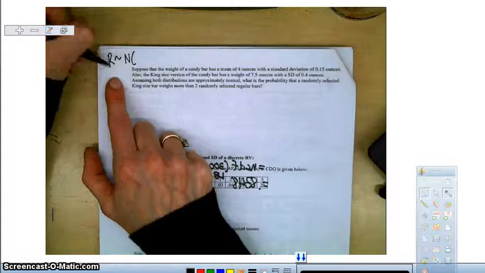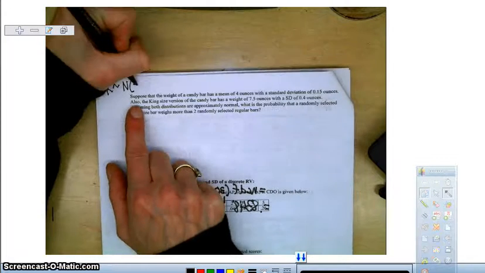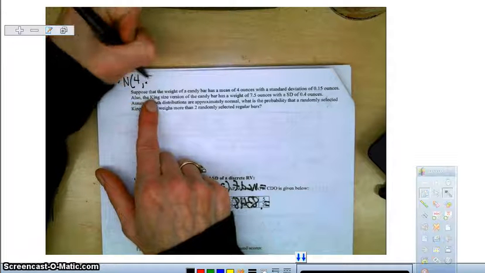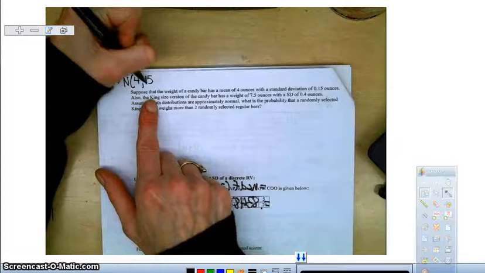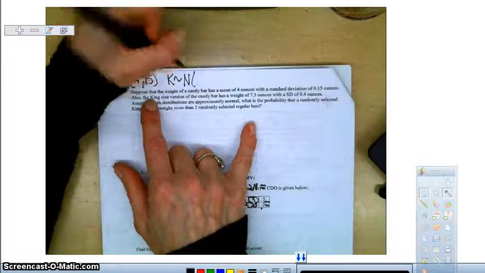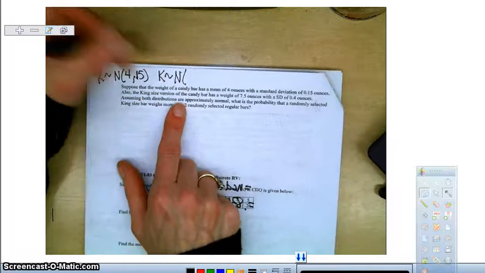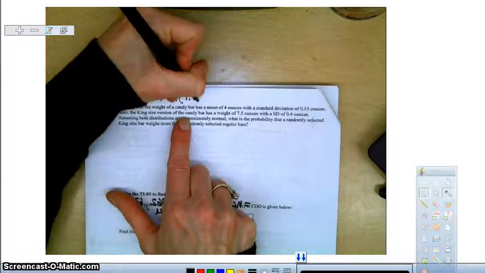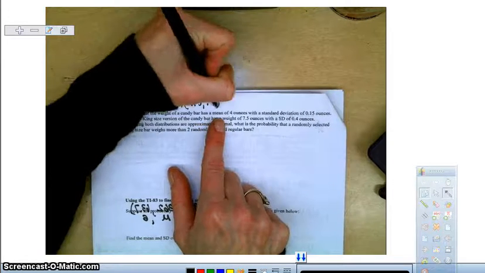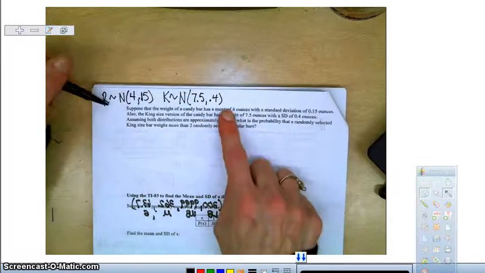The regular size candy bar was normally distributed with a mean of 4 and a standard deviation of 0.15. And a king size candy bar is approximately normally distributed with a mean of 7.5 and a standard deviation of 0.4. Okay, so these are the two random variables we currently have.